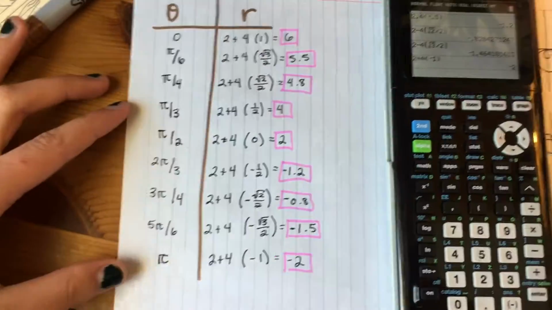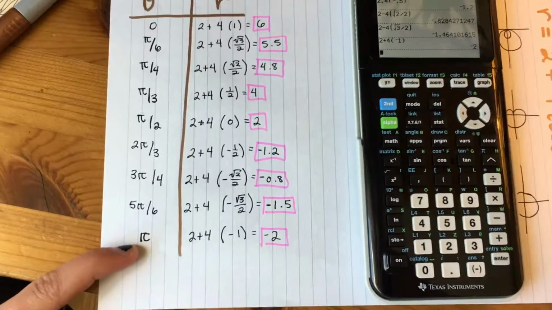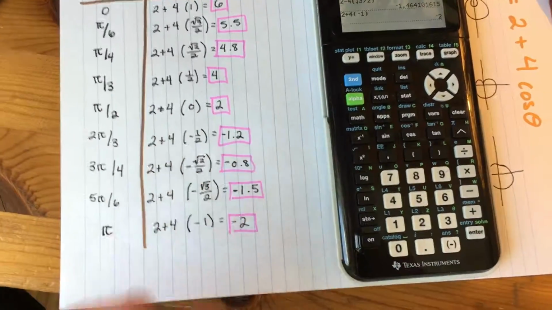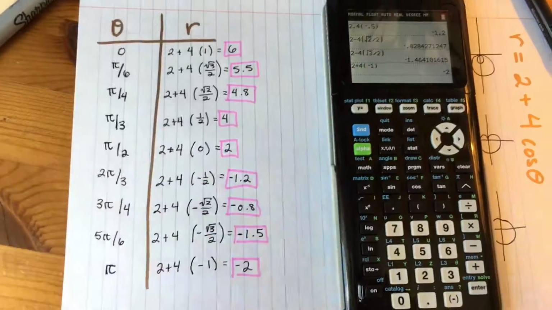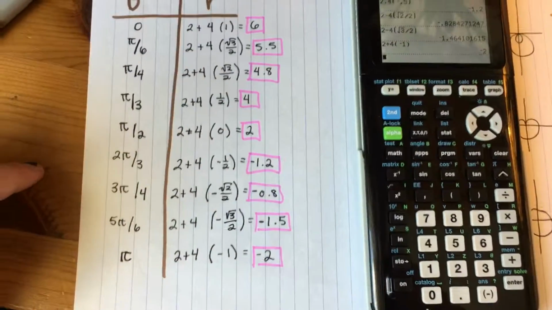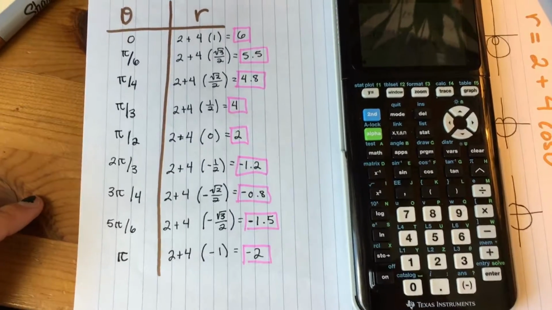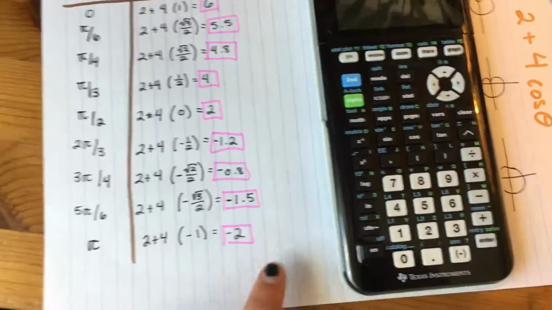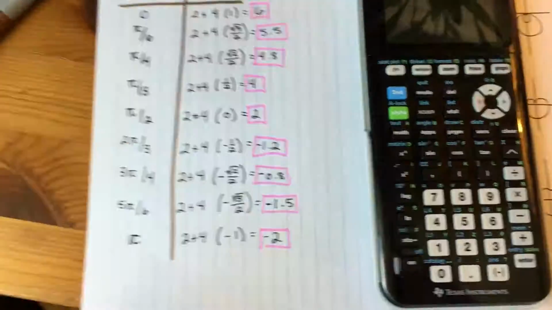Now the reason that we only graphed from 0 to pi is because if we had graphed from pi to 2 pi, it would have just ended up being the exact same thing reflected over the x-axis. So when I graph it, I'm just going to graph these points and then reflect those points over the x-axis, because the points are inverse. So that's why I'm not doing that extra work.